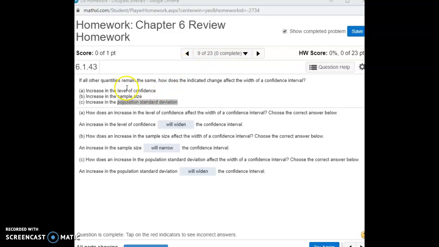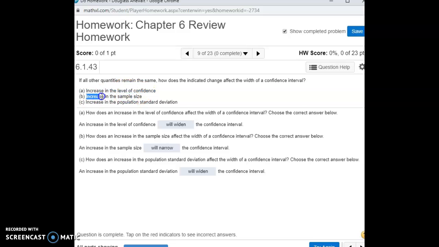Number 9 is asking, if everything else remains the same, how will changing these factors affect a confidence interval? The first one is increasing the level of confidence. If we increase the level of confidence, it's going to widen the confidence interval. That's because if nothing else has changed at all, the only way to get more confidence is to make the interval that you're guessing the mean might lie within even wider. So it contains more numbers. There's a higher possibility that it will actually contain the mean. So a wider interval gives you more confidence.